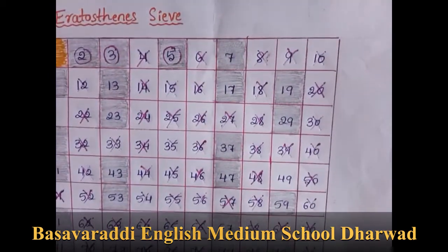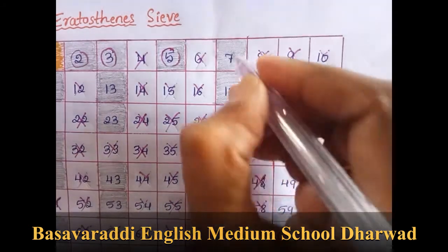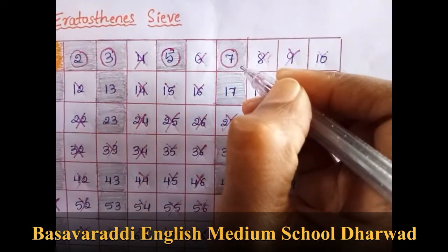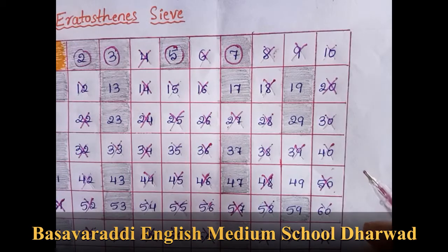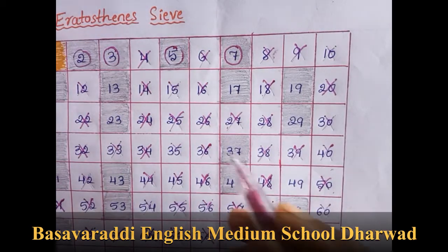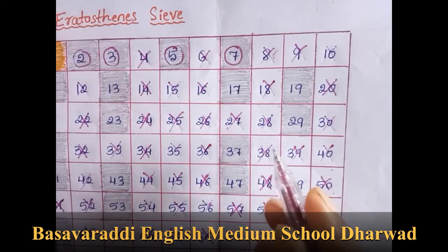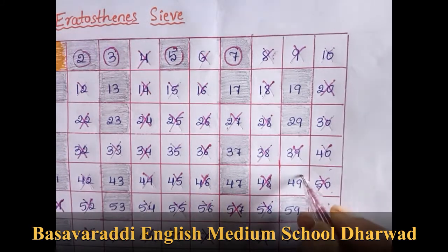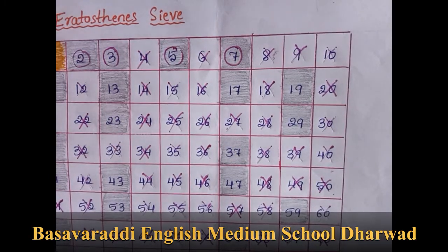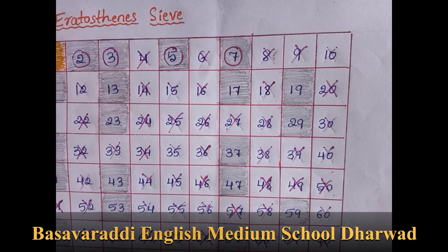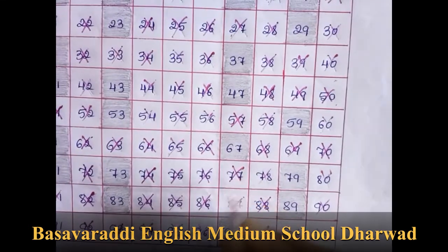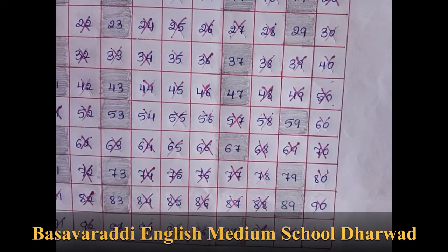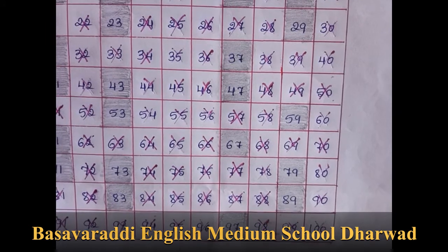Next step is circle 7 and cross out all its multiples. 49 is a multiple of 7, 77 and 91. Okay, these are the multiples of 7.